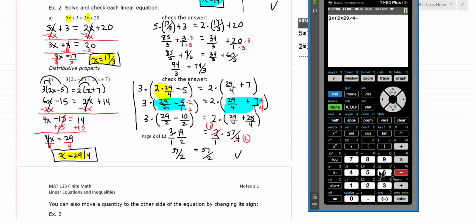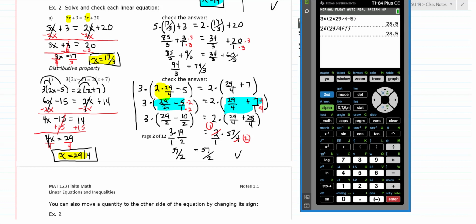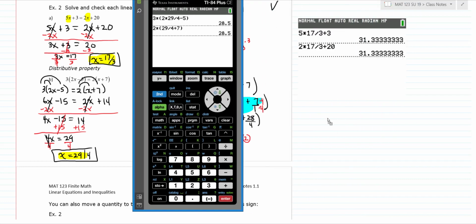minus 5, close parentheses. And all that's going to do is give you a decimal answer. Okay, it does that. Then we do the right side. So we do 2 times parentheses 29 divided by 4 plus 7, close parentheses, and it'll give the same thing. Okay. So that's how you can verify that with a calculator.